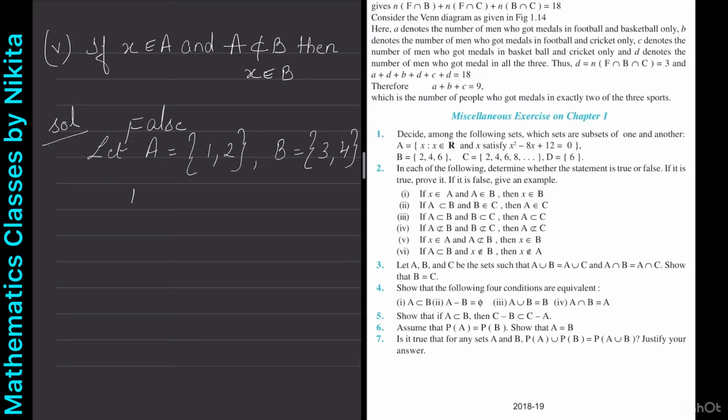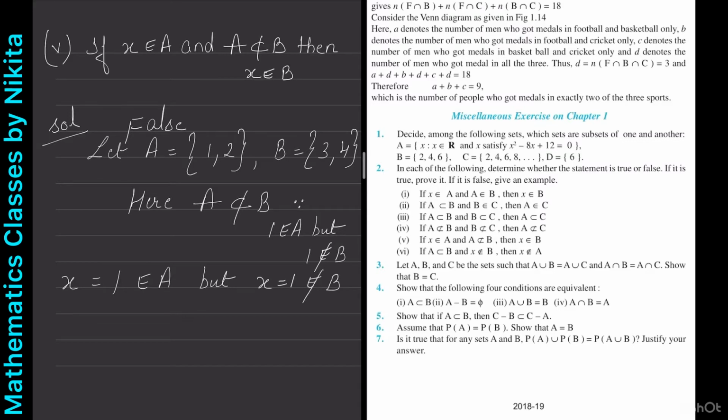Okay, so here we have A is not a subset of B. Why? Because 1 belongs to A but 1 does not belong to B. Now I can take my X to be 1. So this belongs to A, but this X equal to 1 does not belong to B also. So therefore the statement is false.